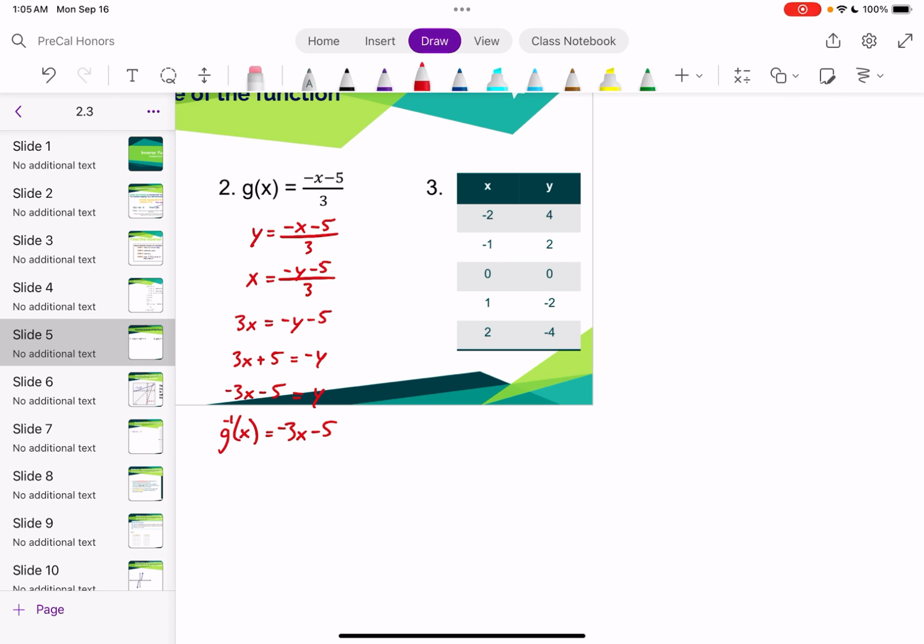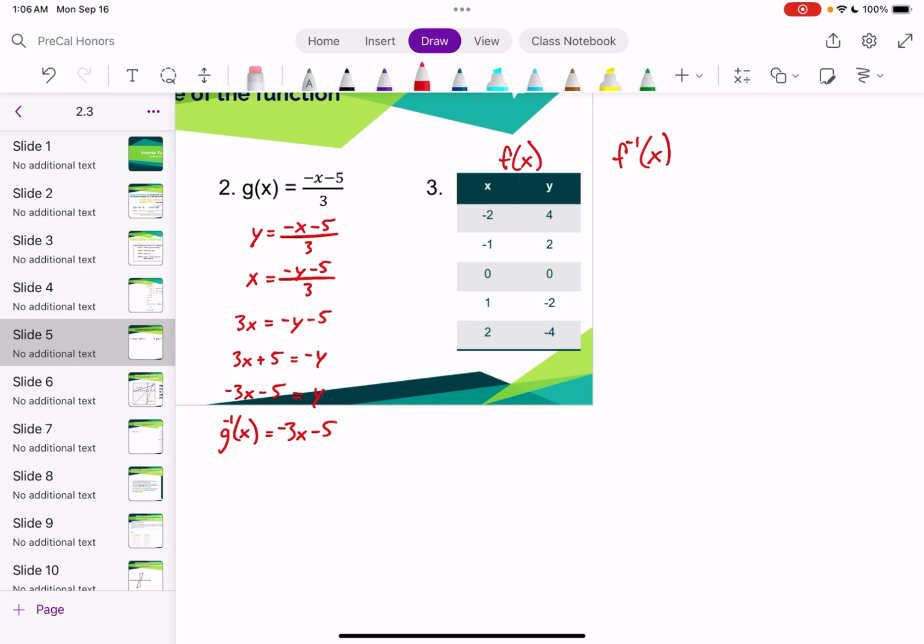Now for a table. Generally for a table, we understand that this would be our f of x. When we insert a value for x, we come out with a value for y. Now the inverse would simply be when we switch the position of the x and the y.